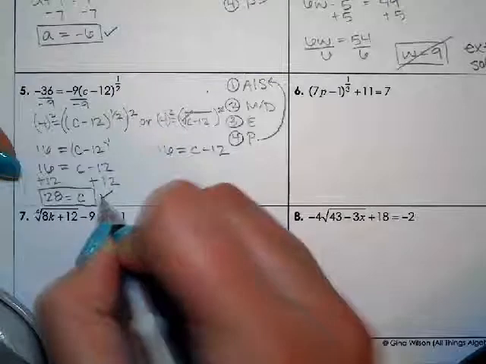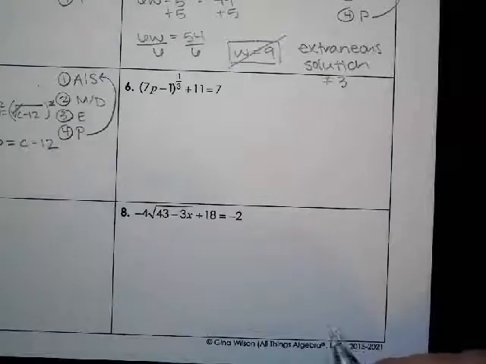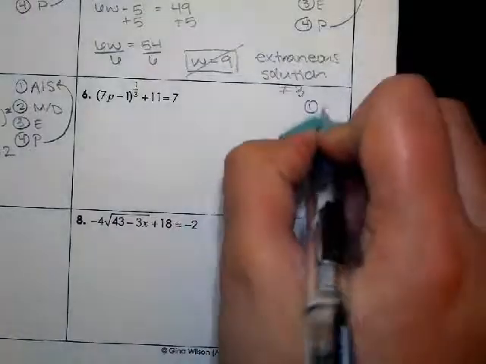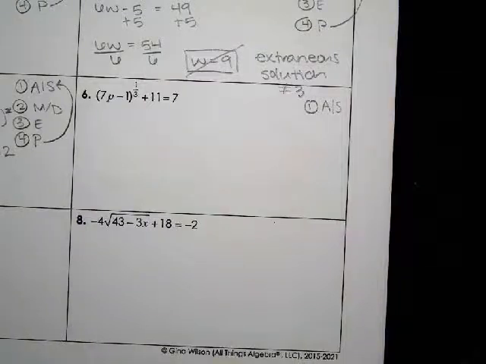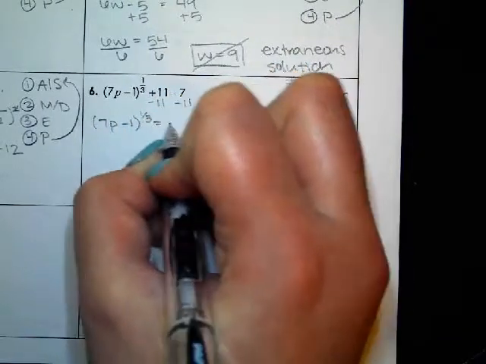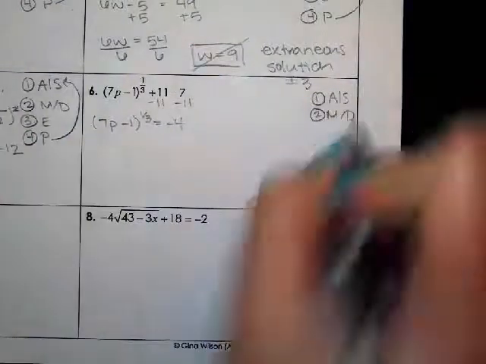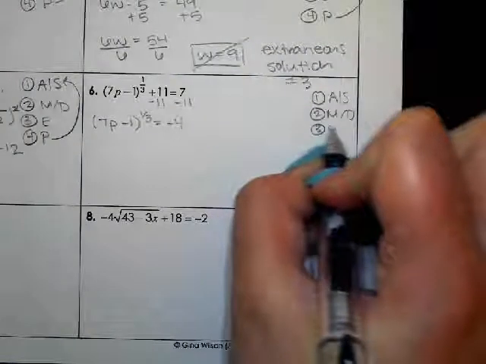Okay. All right, let me go ahead and try number 6. So first step, is there anything I could add or subtract to the other side? There is an 11 that I can go ahead and subtract over. So I have 7p minus 1 to the 1/3 equals negative 4. Is there anything I can multiply or divide to the other side? There is not.